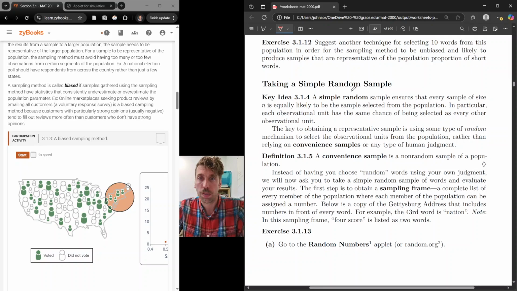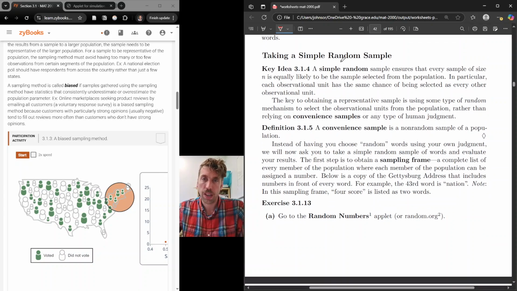Okay, so number 12, suggest another technique for selecting 10 words from this population in order for the sampling method to be unbiased. So here you should do some sort of method. So lay it out, like steps to do for how to pick words truly randomly without humans. We tend to think we're random, but we're not. We're not very good at being random. So find a way that would help people be random.